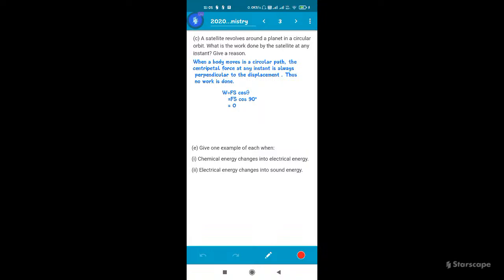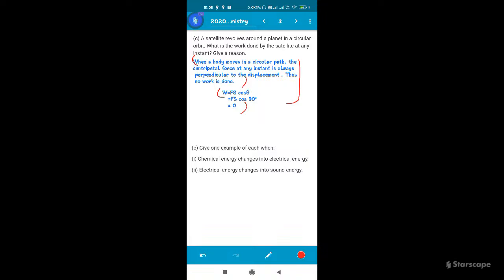So you can either write it till here, or you can also show the mathematical expression and expect that your marks won't be deducted. So I would suggest you write the entire thing, because it is not very difficult to remember or understand. Now let us move on to the next question. Give one example where chemical energy changes into electrical energy.